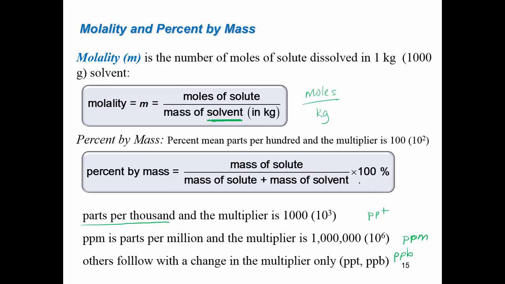then you would change this multiplier here. In mass percent, our multiplier is 100. In parts per thousand, you would change that to 1,000. And then parts per million, of course, would follow. You change that to a million. But it's still mass of the solute divided by the total mass of the solution.